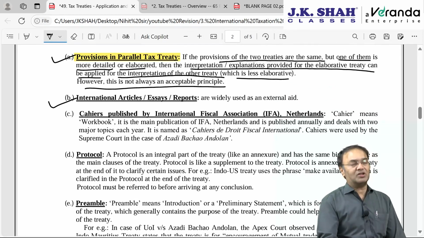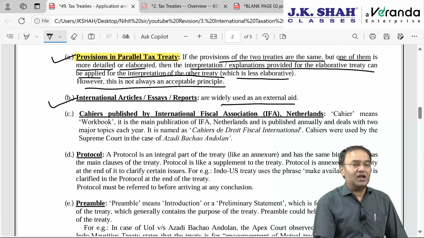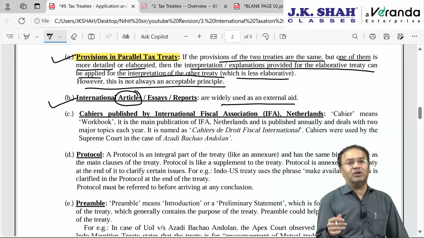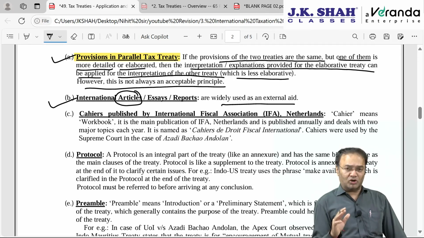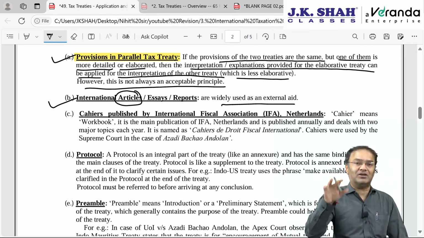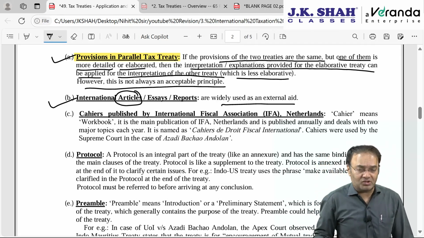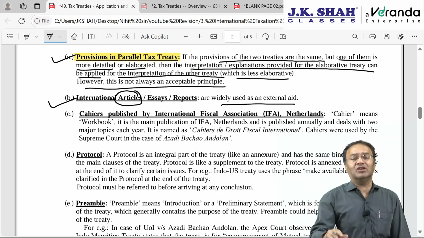Second is international articles, essays or reports. They are used widely as an external aid. Articles contributed by renowned people, popular authors. Like in India, for taxation purposes, we have Sampat Iyengar, Dr. Vinod Singhania, Dr. Vinod Gupta, such kind of people whose opinions matter. They are brilliant people who have done a lot of research in the field and have studied all the case laws, all circulars, everything.